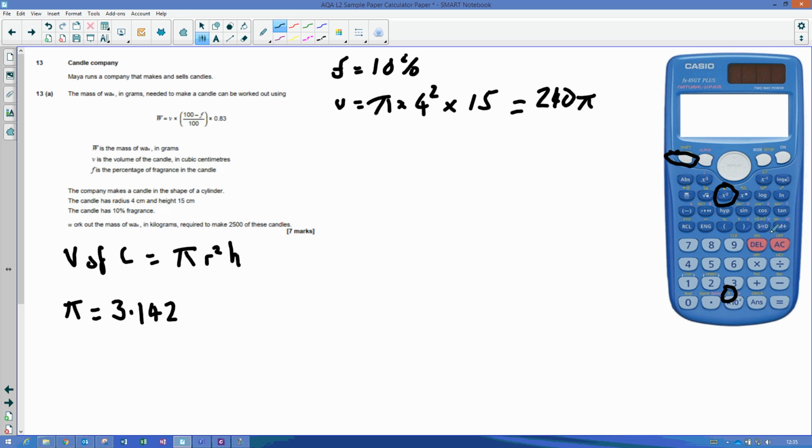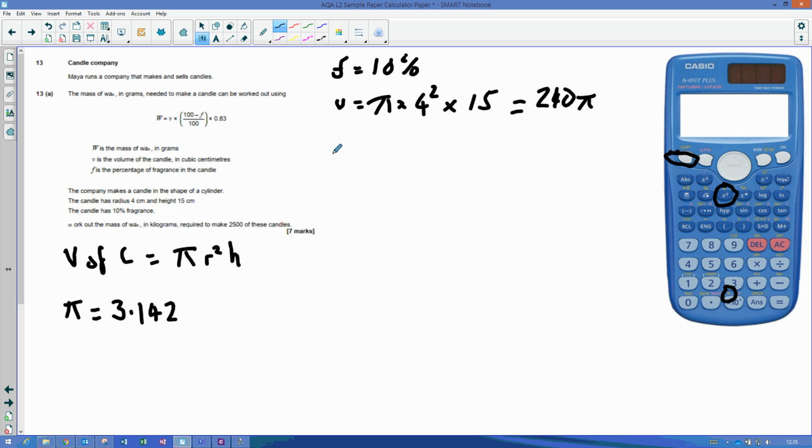Now you might be tempted to try and get this multiplied out, and you can do that by pressing the SD button while the answer's on your calculator. But actually, writing down 240 pi is fine at this stage, and if you multiply it out, you'll just get a big long decimal number, which you'll end up rounding off. So you're better leaving that as 240 pi for the moment. Okay, so that's the volume, and we've already got the F, the fragrance. So now we've got everything we need to use this formula.